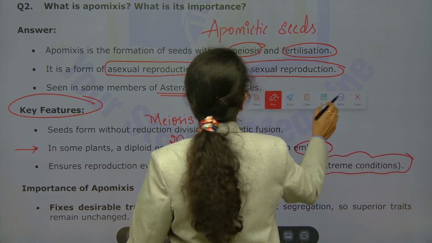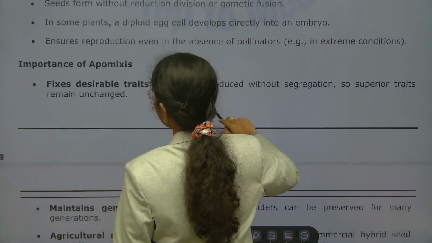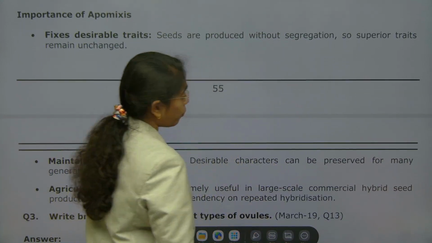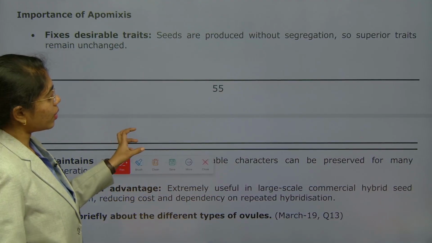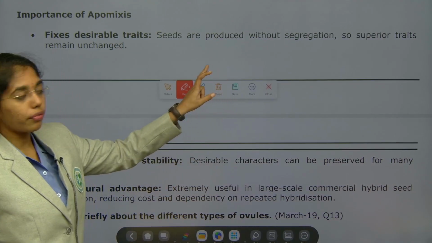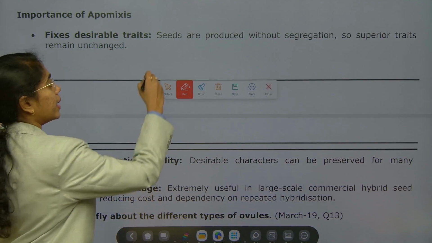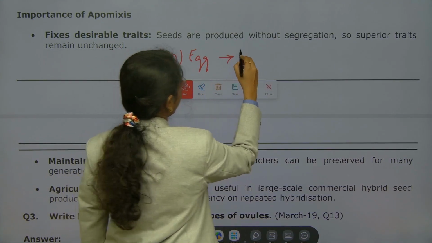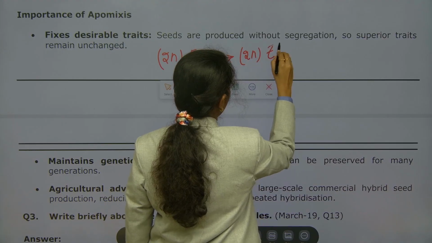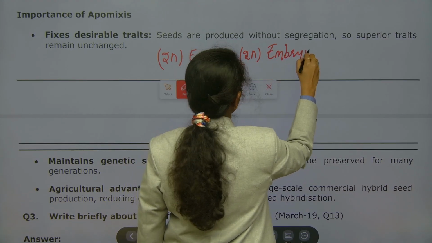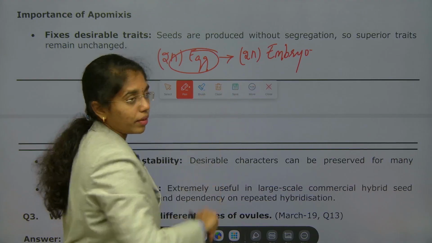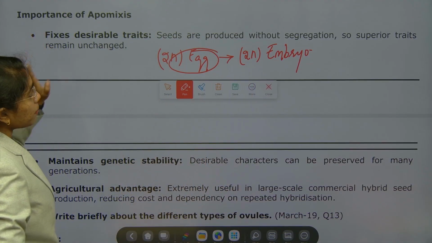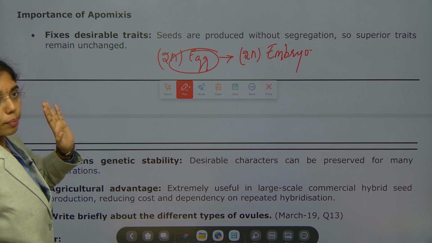Next is the importance of apomixis. What is the importance of apomixis? Apomixis will fix desirable traits. For example, only maternal genes are transmitted here. Without fusion, only maternal genes are there, like the egg. The diploid egg is maturing into a diploid embryo without fusion, so all maternal genes only will be there. This is a maternal pattern of inheritance. So here, what is the major importance of apomixis?